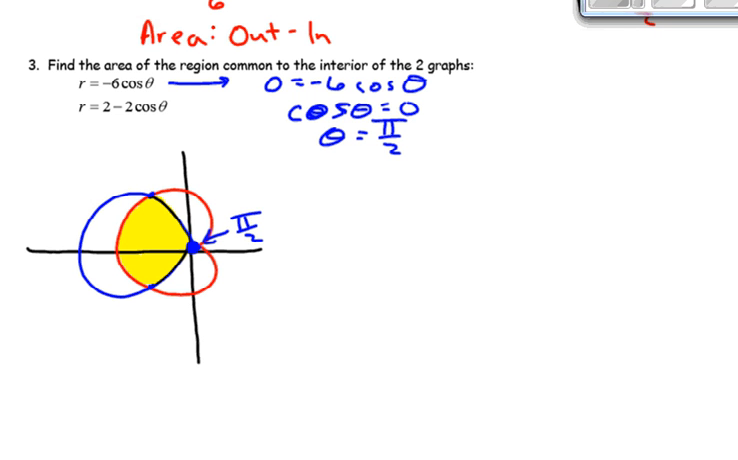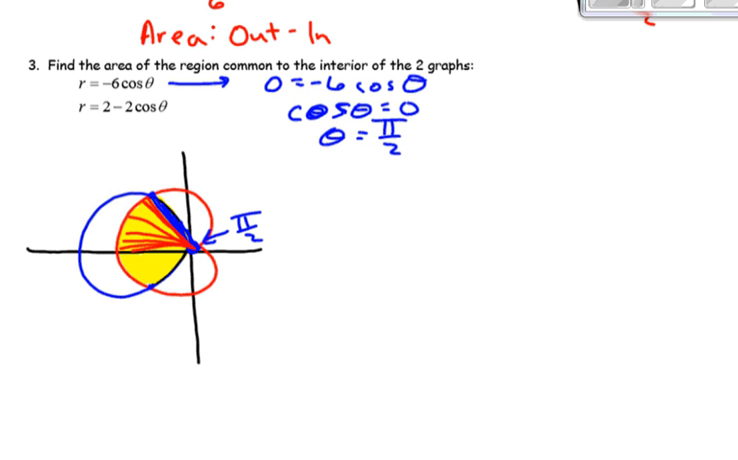Okay, so for that blue graph, I'm going to start adding up these sectors, right? And once I hit this intersection point, then that yellow region is now bounded by the red graph. So as I come out from the pole, it's going to be bounded by that red graph all the way until we get to the intersection point again. This is a symmetrical graph, so I'm just going to look at the top half and then multiply by 2.